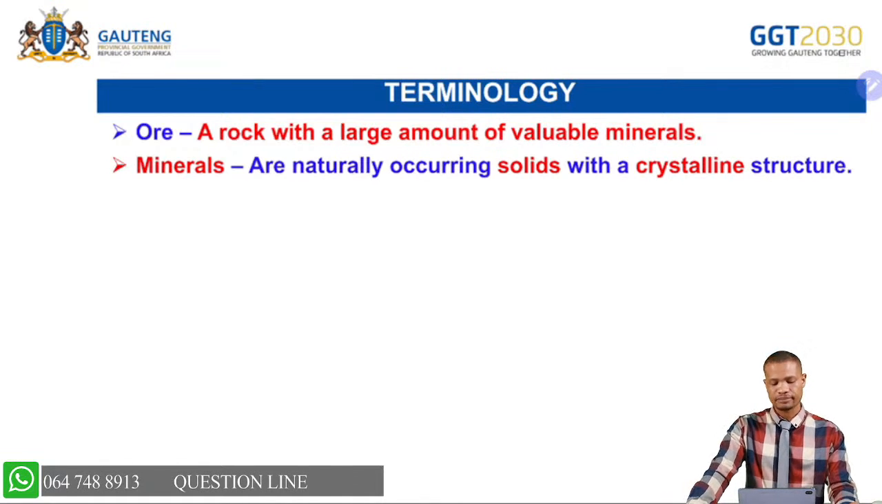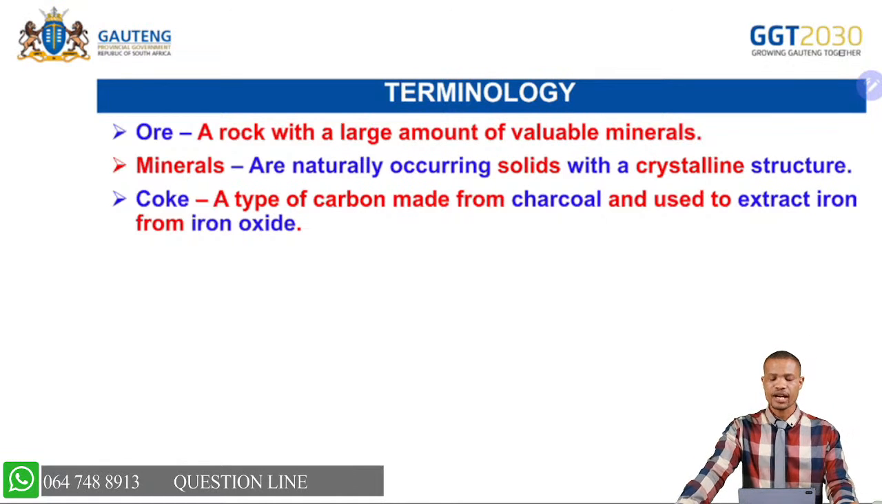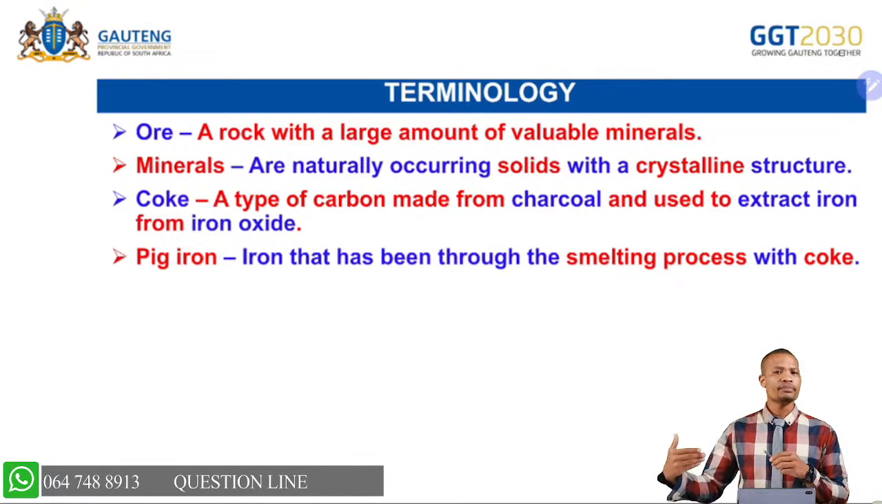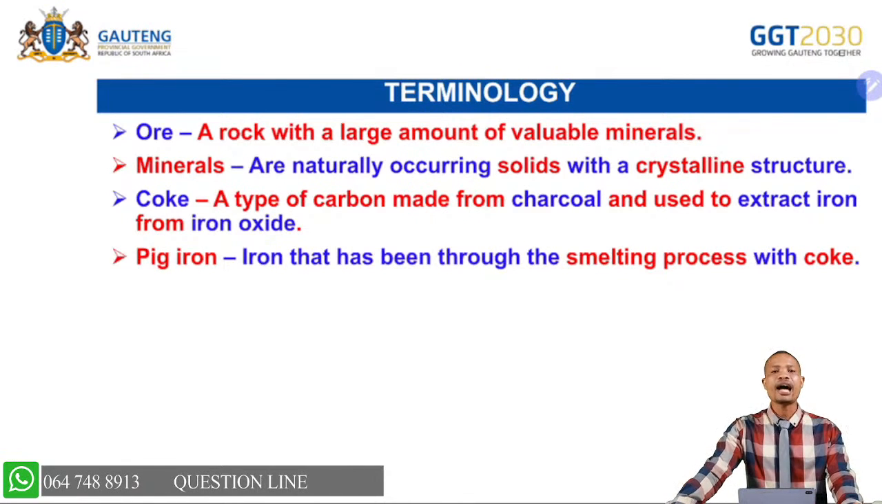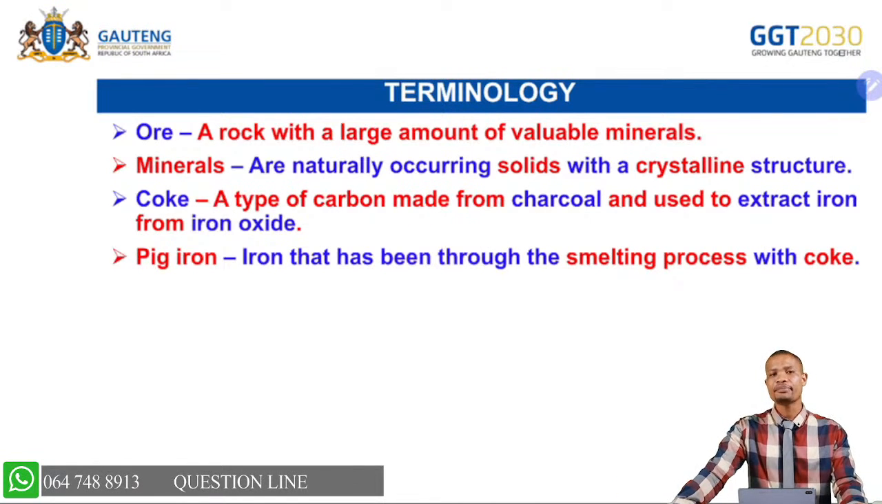They form crystals. Coke is a type of carbon, as we've already explained, made from charcoal and used to extract iron from iron oxide. So that's what we use coke for. It's a type of carbon made from charcoal, which we use to extract iron from iron oxide. Pig iron. Okay, this is not iron made of pig or pig made out of iron. This is iron that has been through the smelting process with coke. So we use coke in the smelting process to extract iron, and this iron is called what? Pig iron.